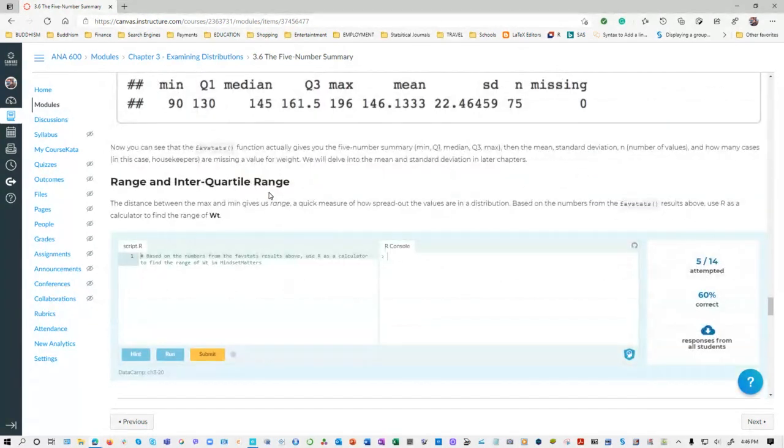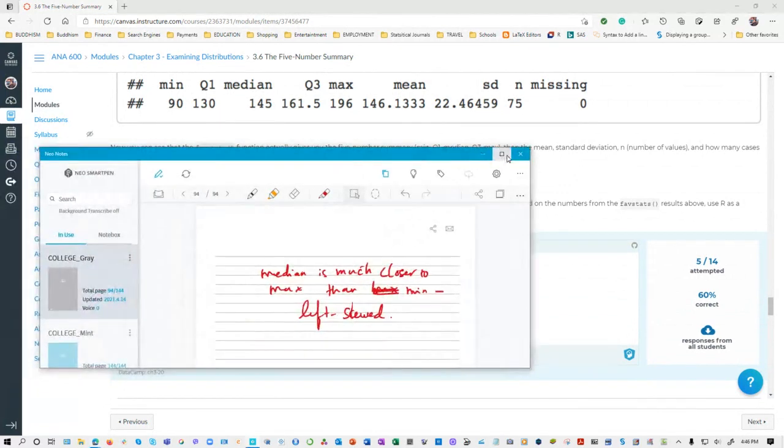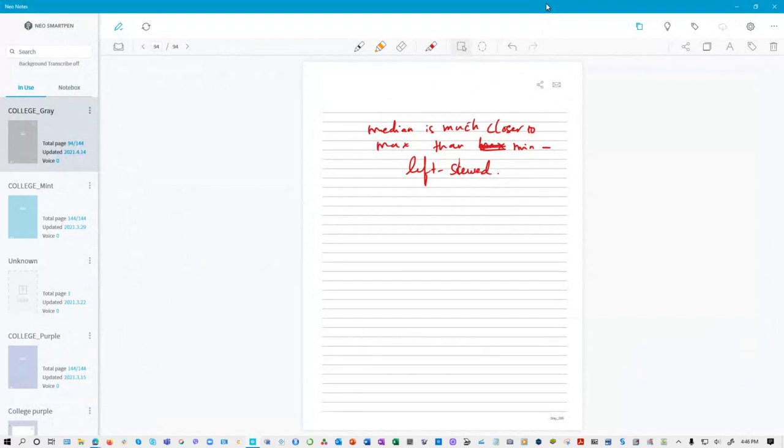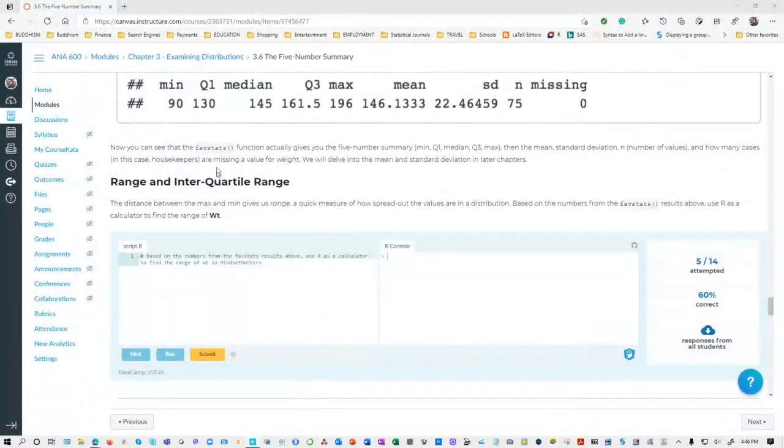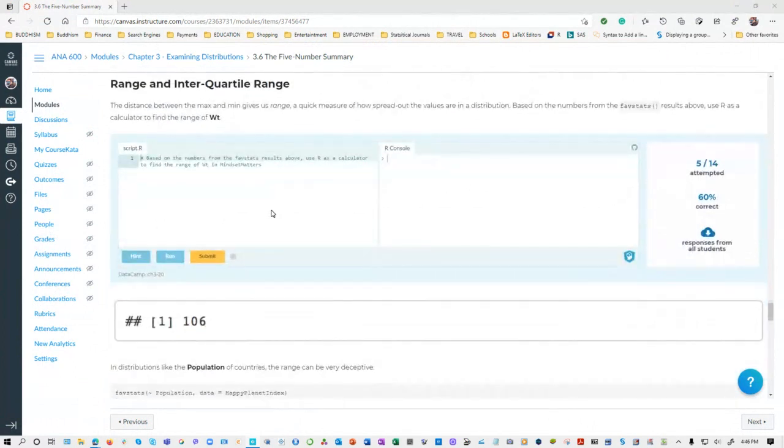Interquartile range. How do you get the interquartile range? It means that now we have quartiles. The distance between the maximum and minimum gives us a range, a quick measure of how spread out the values in this distribution are.